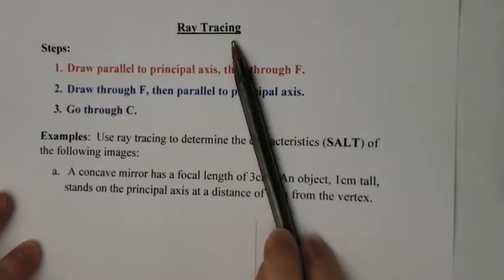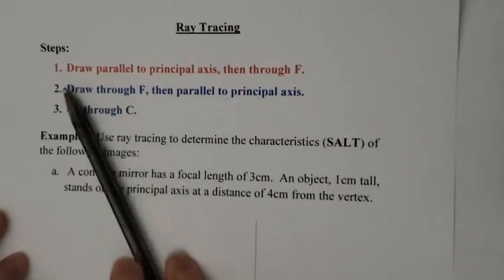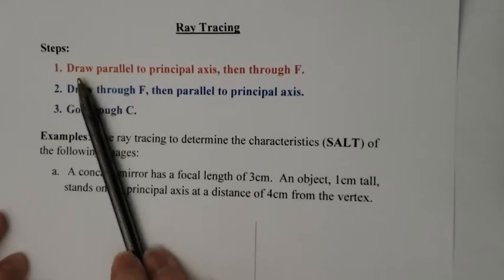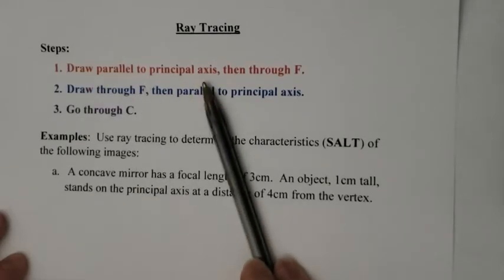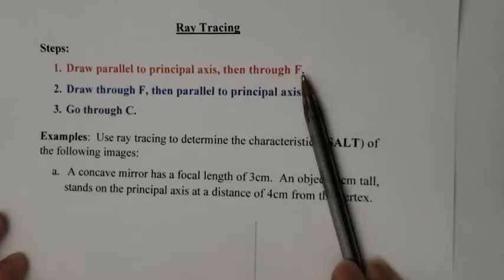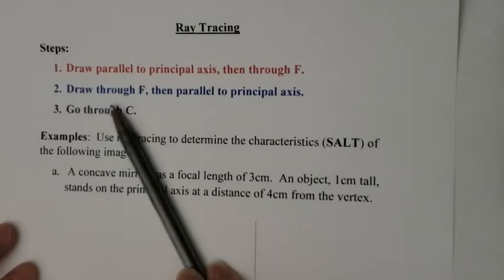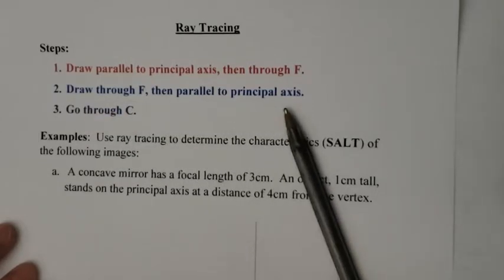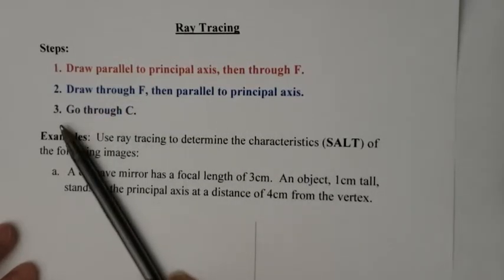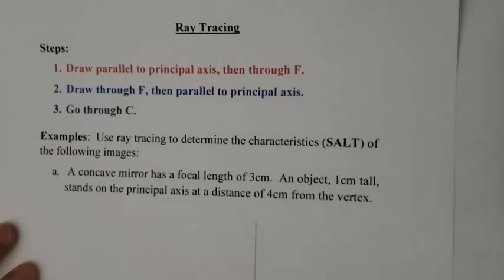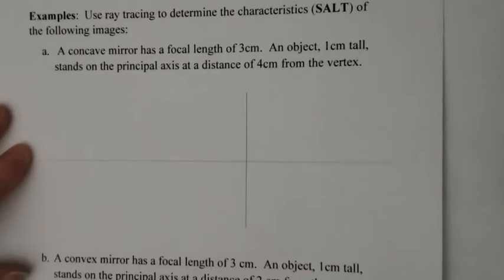Ray tracing. There are three basic steps to draw this. The first thing it says is draw parallel to the principal axis, then through F. I'm going to be doing the example where I'll describe this in detail. The second step says draw through F, then parallel to the principal axis, and the third one says go through C. So I'm going to teach this through an example.